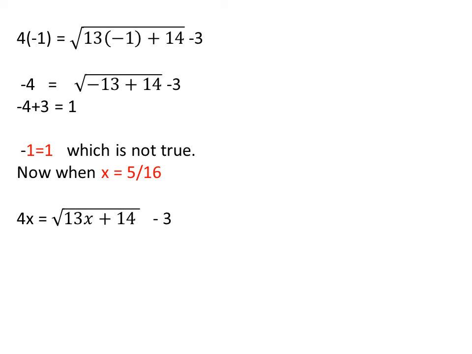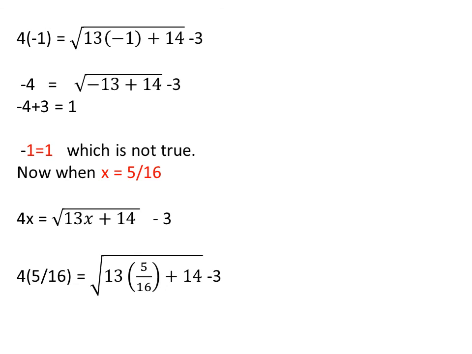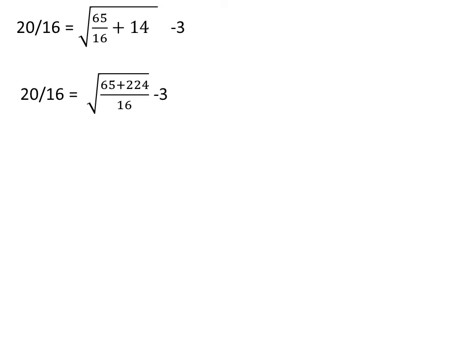When we put the value of x equal to 5 by 16 in this equation, we will get 4 into 5 by 16 equal to under root 13 into 5 by 16 plus 14 minus 3. By solving this equation, we can write 20 by 16 equal to under root 65 by 16 plus 14 minus 3. In the next equation, we will solve the radical expression. 20 by 16 is written as it is, equal to under root.